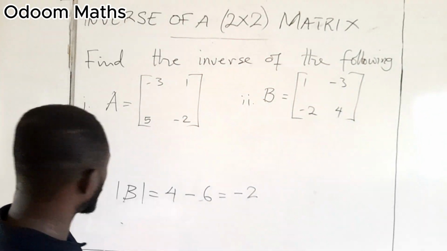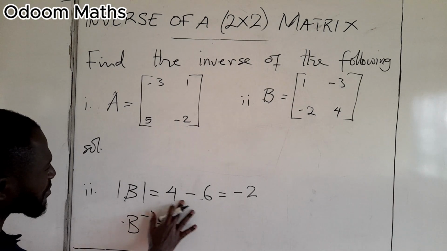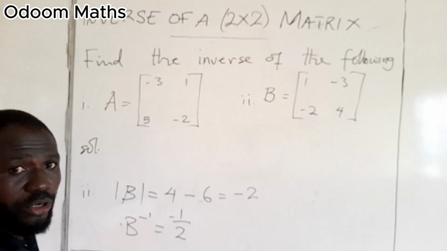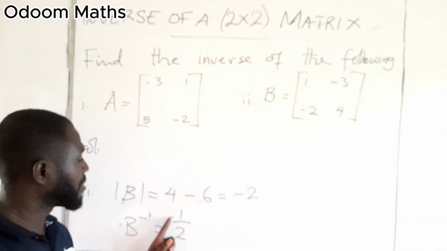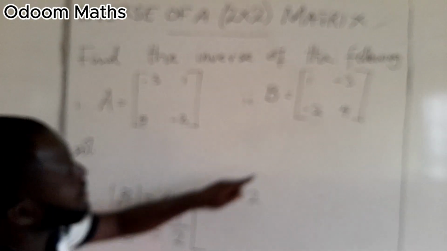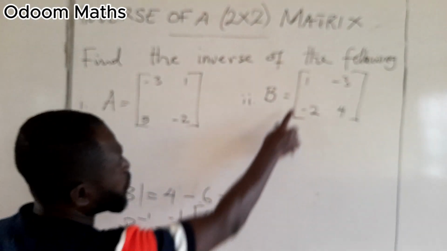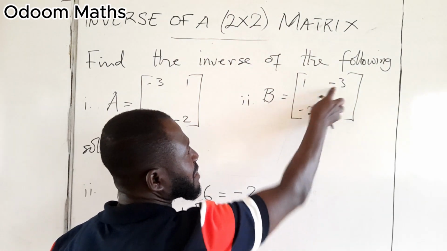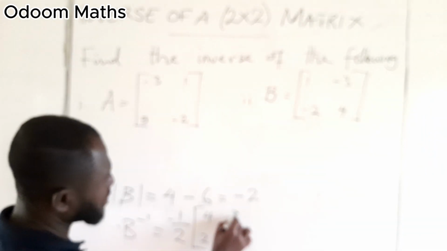Now we need to find B inverse, which is equal to 1 over the determinant, so negative 1 over 2, because you can write 1 over negative 2, with the negative attached to the numerator. Then times the matrix where we interchange the positions of the leading diagonal, so 4 is coming up and 1 is going down. Then we negate these elements. This is already negative, so when you negate we get positive, so 2 and then 3.